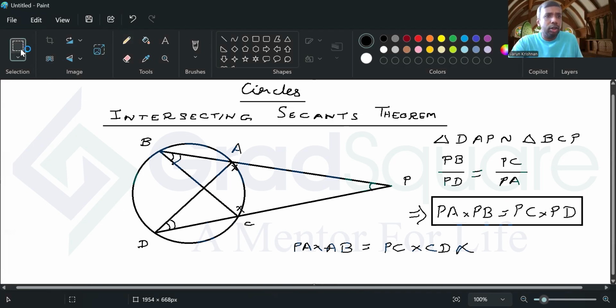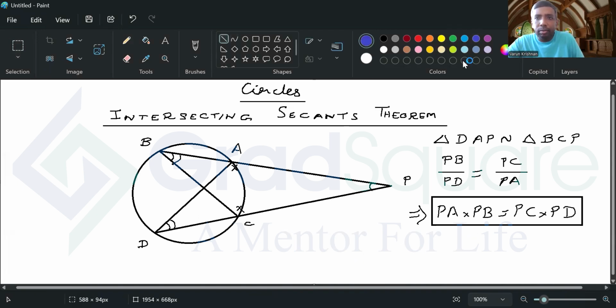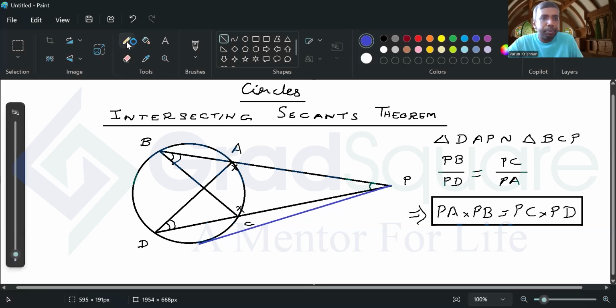There is a small corollary to this theorem as well. To understand that corollary, let me make a tangent also. From this point P, let's say that I construct a tangent with a point of contact, say, Q. Then the corollary for this intersecting secant theorem states that PA into PB will be equal to PC into PD, and this will also be equal to PQ square. And you can very well use a similar kind of proof to get to this result as well.